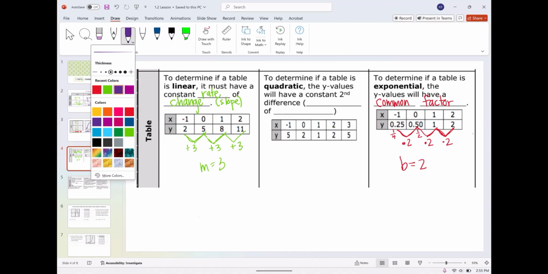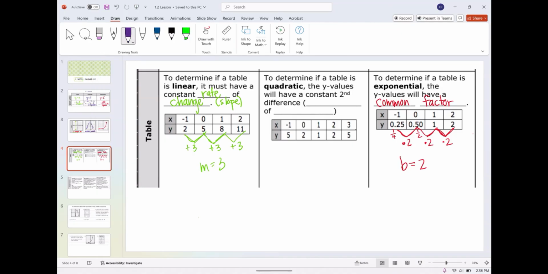All righty, now we're at the middle one, the new one, the quadratic. Okay, so make sure you're listening here. When we look at a table of a quadratic, the y values will have this constant, which means it's going to be the same second difference. All right, and in the parentheses, these blanks here, we're going to write difference of differences. So what the heck does that mean?